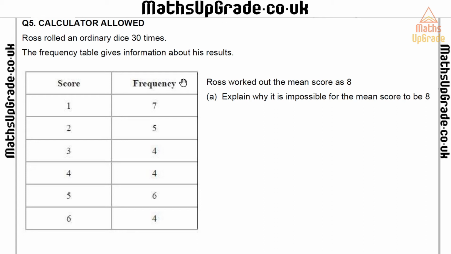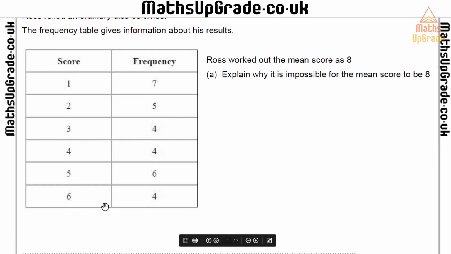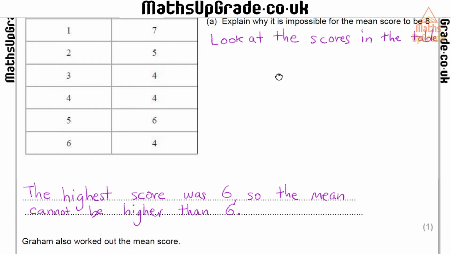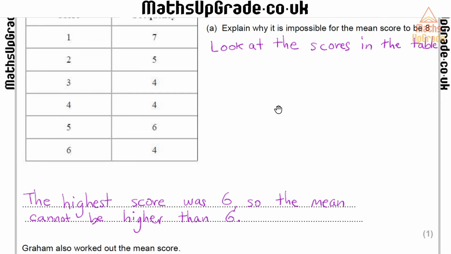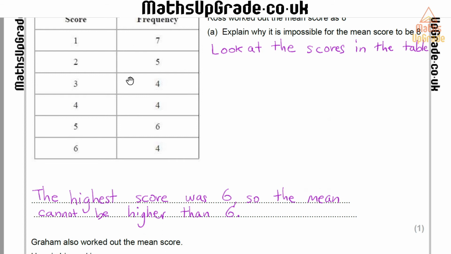So quite simply for this, you can see the scores here. The greatest score represented in the table was a score of 6, and 4 people had a score of 6. So no one had a score higher than 6. That's why it's impossible for the mean score to be 8. So that's what I've put here. The highest score was 6, so the mean cannot be higher than 6.